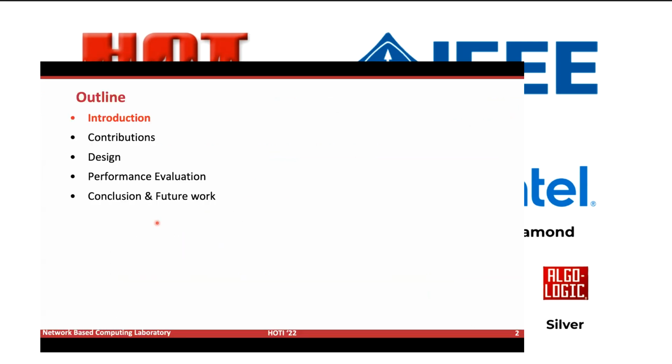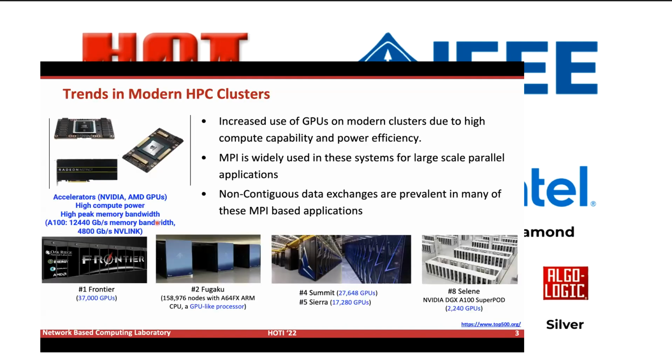So first, let me begin by introducing the problem statement. GPUs are gaining prominence in modern HPC clusters due to their compute capability and power efficiency. And in all of these GPU clusters, MPI is widely used for large-scale parallel systems applications. And these MPI applications tend to have non-contiguous data exchanges.